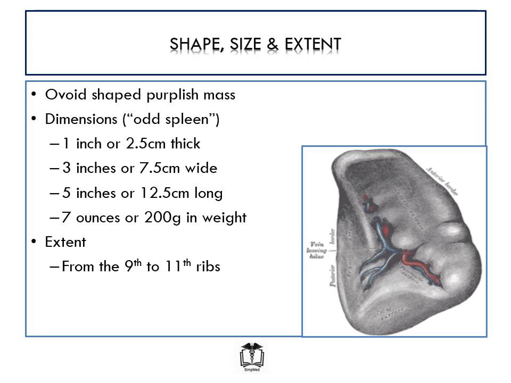So we tend to remember each of the inches and ounces of the spleen in terms of odd numbers. So 1 inch thick, 3 inches wide, 5 inches long, 7 ounces in weight, and then just to extend that further, the extent of the spleen tends to run from the ninth rib to the 11th rib. So we complete that odd number, ninth and 11th, in terms of its extent.